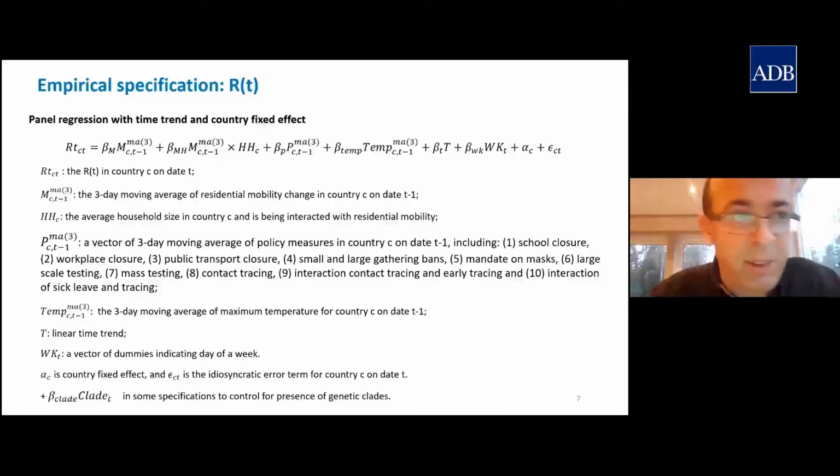The empirical specification looks like this. We do some smoothing on the right-hand side of taking 3-day moving averages up to the point of the effective reproductive rate. And we also do include day of week controls, because there's some day of week effect in terms of reporting and in terms of the effects of some of the policy measures.